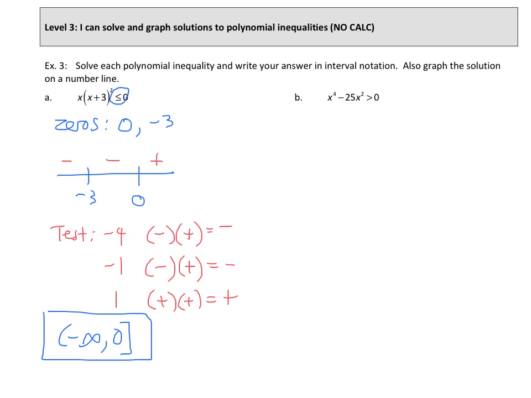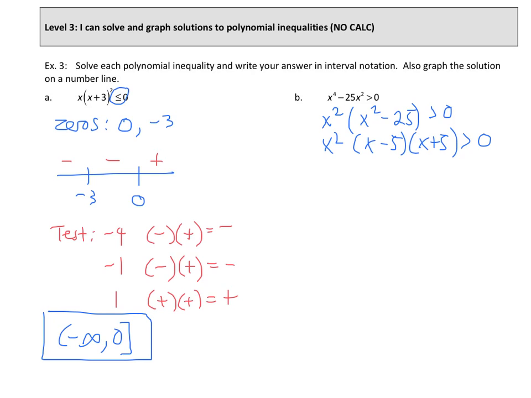The next example is not in factored form. So we can factor out a greatest common factor in the expression. We can factor out x squared. And we would get x squared minus 25. And we can factor that a little more. This is a difference of squares, x minus 5, x plus 5.